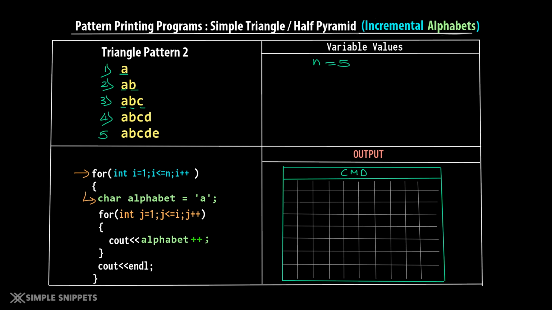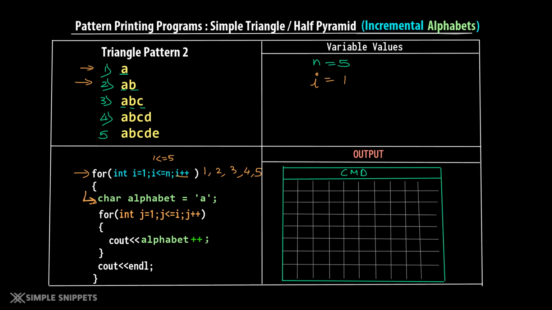So the outer for loop is, as I mentioned, taking care of the number of rows. So you can see we are saying i equals 1, i has to be less than or equal to n. So 1 has to be less than or equal to 5, and you are saying i plus plus, which means this outer for loop will take values 1, 2, 3, 4 and 5. Correct? So the outer for loop is going to run 5 times.